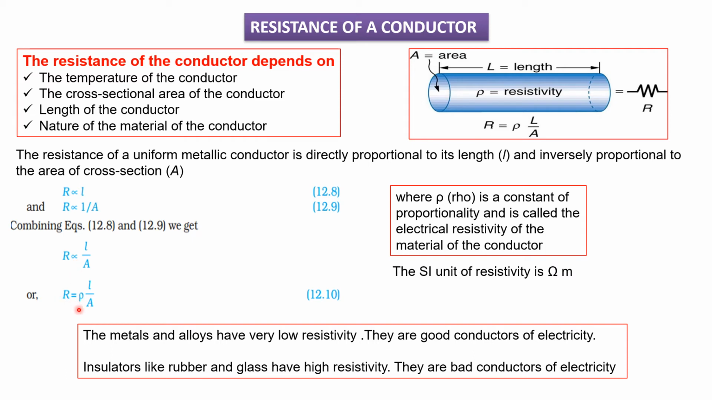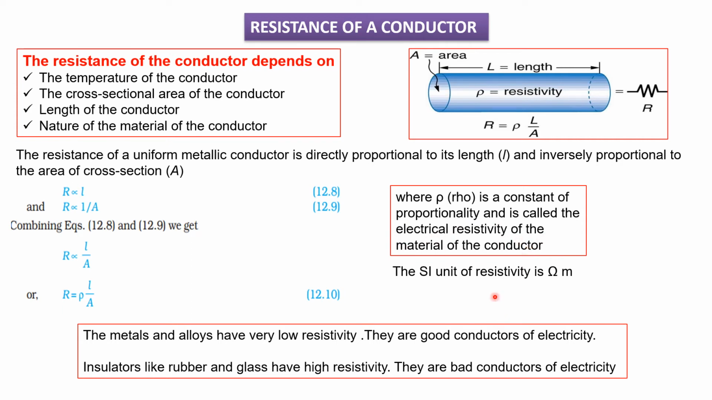So R is equal to rho L by A. This is called rho. See here, the symbol rho is a constant of proportionality and is called the electrical resistivity. It is a constant. What constant? Constant of proportionality, and is called the electrical resistivity of the material of the conductor.